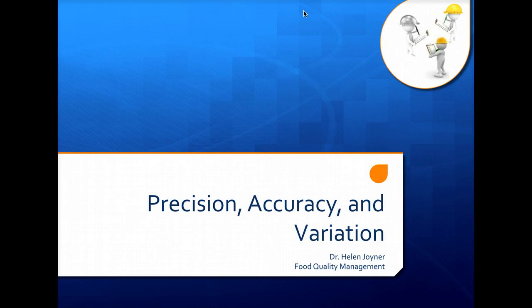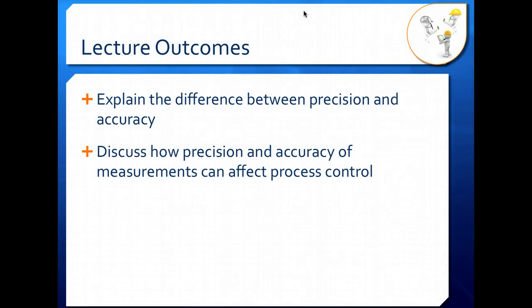Precision and accuracy play a large role when you're trying to measure process variation. It's important to know the difference between the two because they are different, and that you have both precision and accuracy in your measurements so you can get a good handle on what your true variation actually is. So let's take a look at the difference between precision and accuracy, and then talk about how precision and accuracy of measurements can affect your process control.